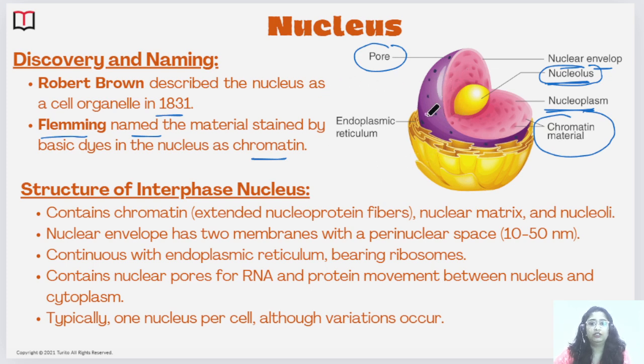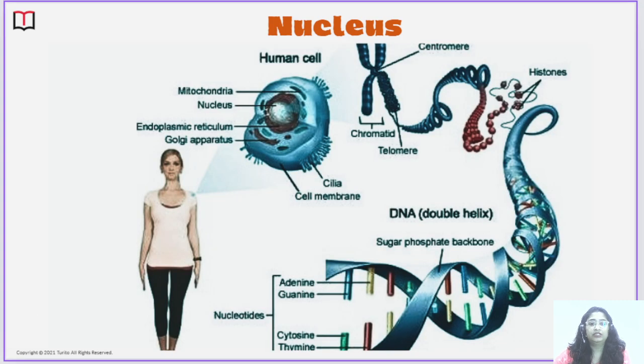The endoplasmic reticulum is connecting the nuclear membrane to the cell membrane. So this is all written over here. And there are some endoplasmic reticulum which bear ribosomes also. We will be discussing this in detail when I teach you about the endoplasmic reticulum. Now let's see what is present inside the nucleus. As I told you, the DNA, the genetic material, is present.